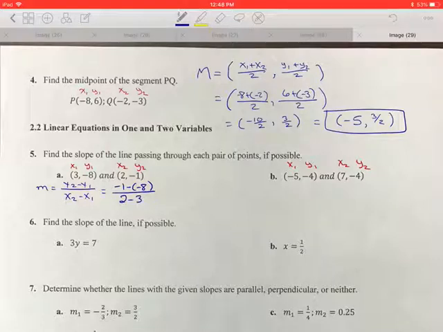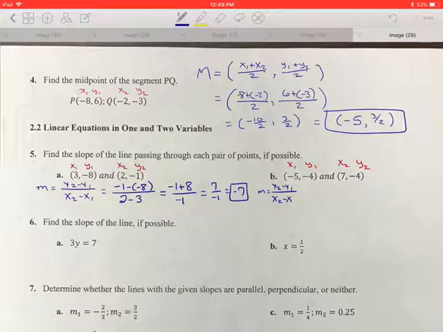You can start with whichever point you want, but you have to start with the same point when you do the y's and when you do the x's. All right, so that'll be -1 plus 8. On the bottom, that will be -1, and I end up with 7 over -1, so that gives me a slope of -7.